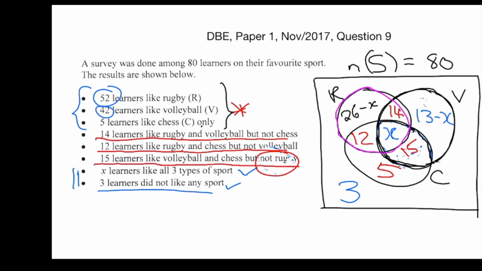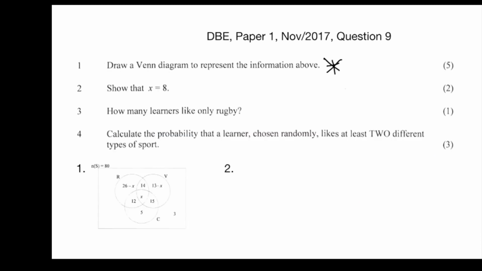Okay, 26 minus X. So question 1 is asking us to draw a Venn diagram to represent that information. And that is the Venn diagram that we drew there. I just copied it here as well. Then question 2 says, show that X is equal to 18. The idea here is when we add all these numbers inside our set S, they should amount to 80 because the number of outcomes in S is equal to 80. So all we need to do is to take all the numbers that are in there, add them up together and put that equal to 80.